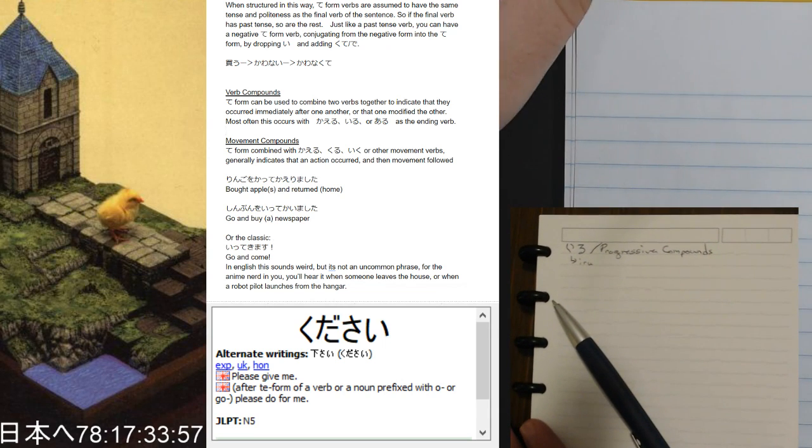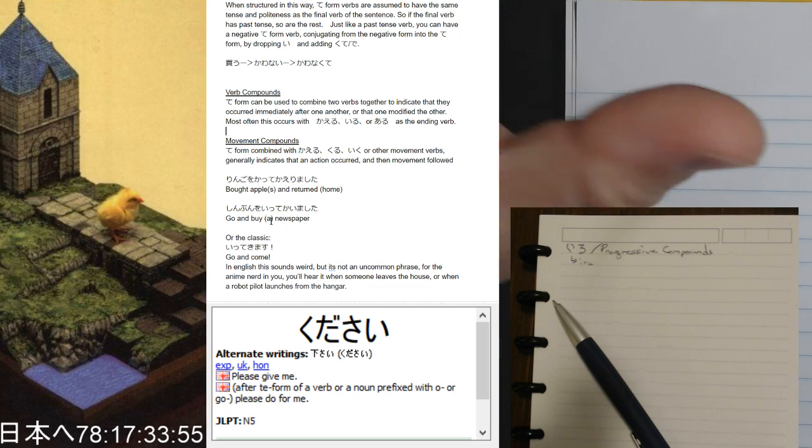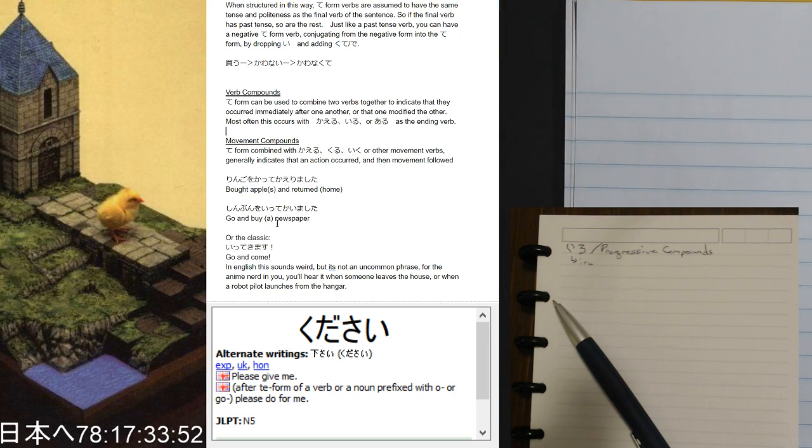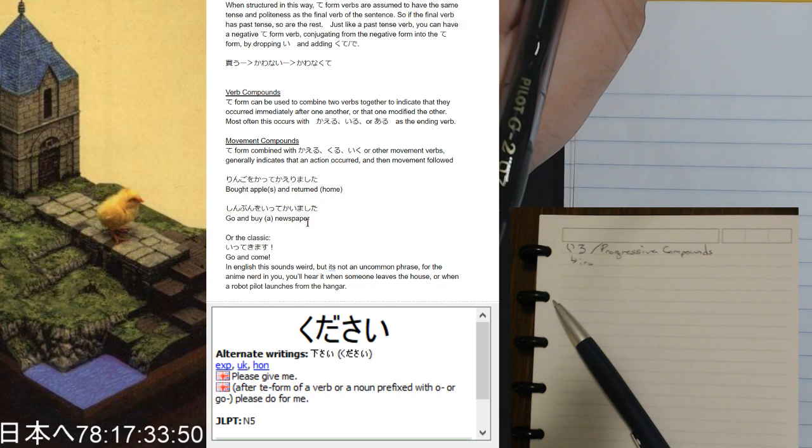Alright, I wrote in another example there for the flip of movement followed by an alternative verb.